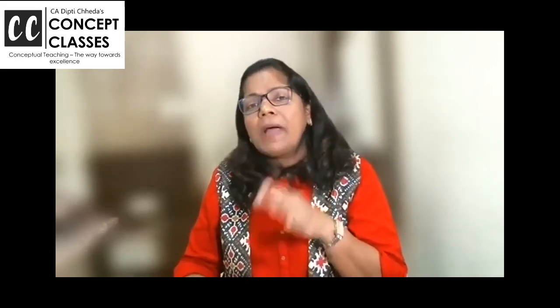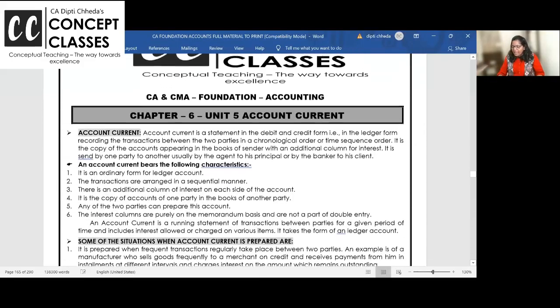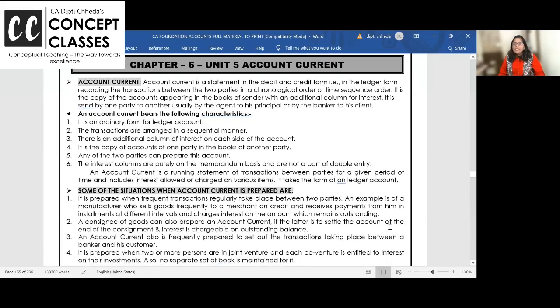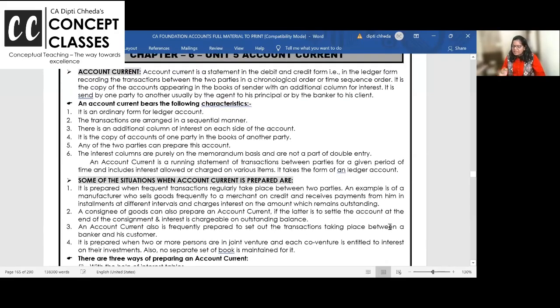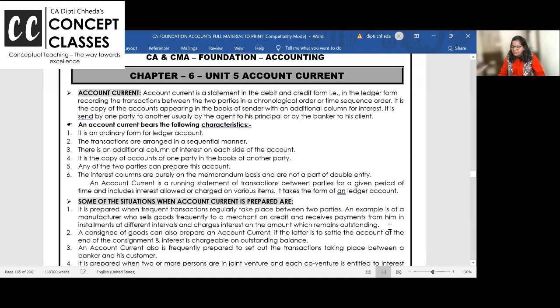There are three methods where it is used. One is the interest method, another is the product method, and the third is the balance of product method. The balance of product method is also asked nowadays in exams, and it is used in the case of banks. Account current is just a routine T-format ledger. It's an ordinary ledger. Transactions are arranged in sequential manner, just recorded. There's an additional column for interest and number of days, and it is settled.